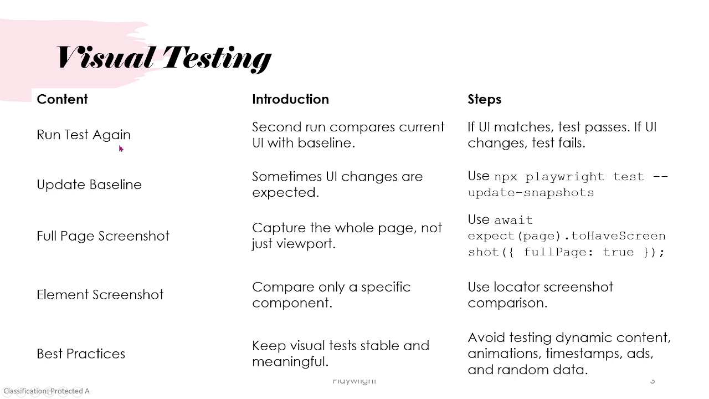Run the test again. The second run compares the current UI with the baseline. If the UI matches, the test passes. If the UI changes, the test fails. Update baseline. Sometimes UI changes are expected. Use npx playwright test --update-snapshots.